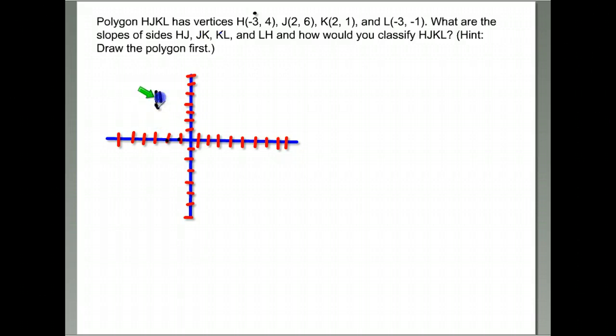That's the point H. My next point is supposed to be at 2, 6. That means to go +2 is 2 to the right, +6 is up 6. So I go from my center again, 1, 2 to the right, and up 1, 2, 3, 4, 5, 6. Oops, I put a whole bunch of points on there. I need to take those off.